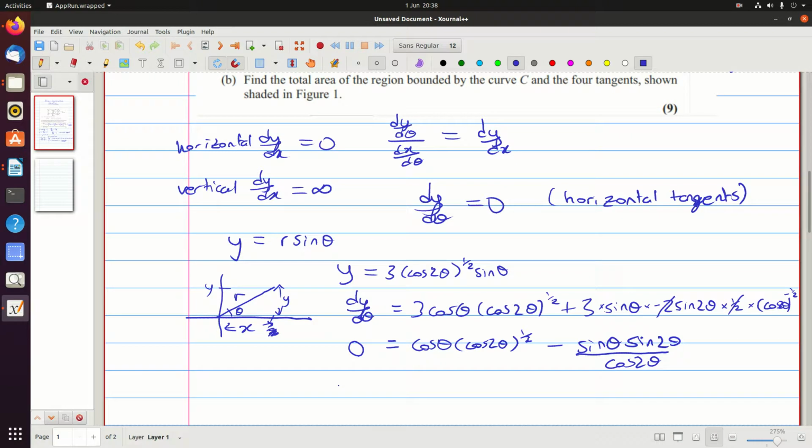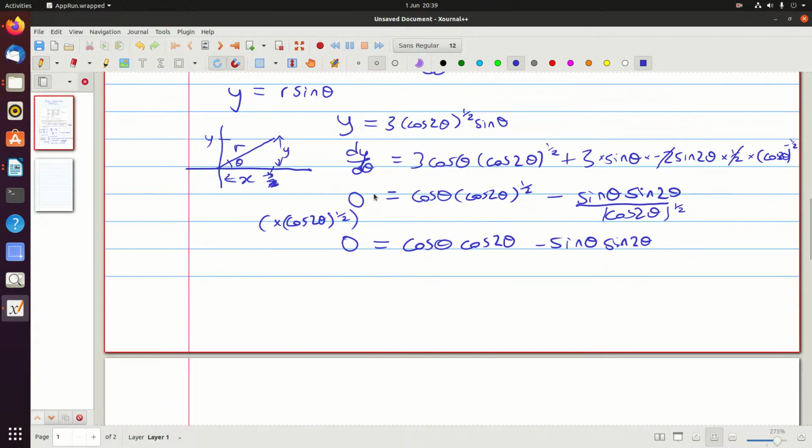Multiply it all by cos 2 theta to the power of a half. What I'm doing here is timesing everything by cos 2 theta to the half, and you're going to get cos theta, cos 2 theta, minus sine theta, sine 2 theta. You always get pretty patterns coming out of these kind of questions, you really do. Polar coordinates are like that.